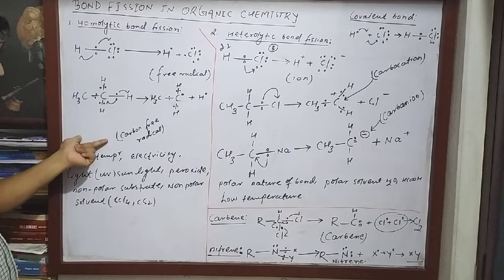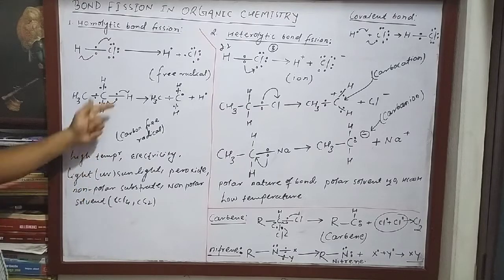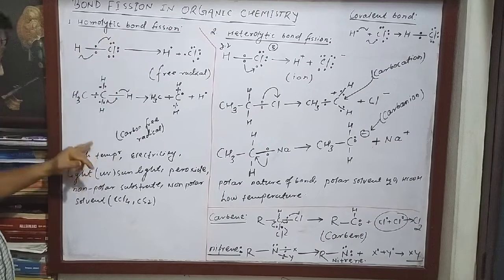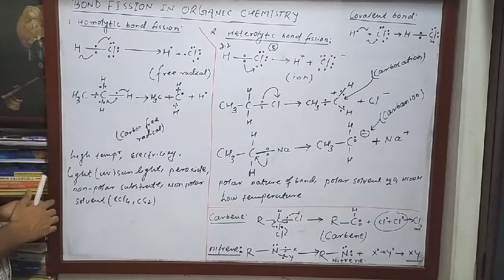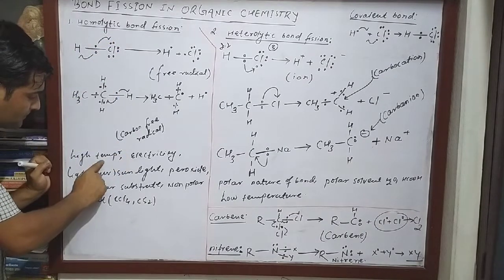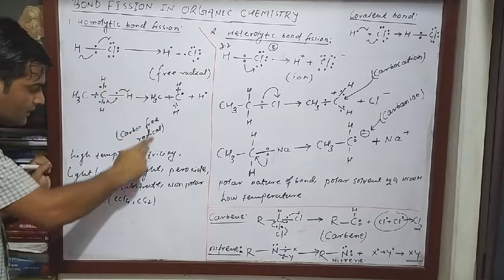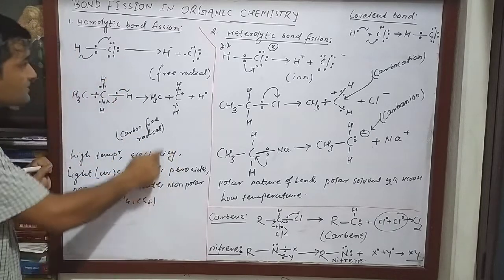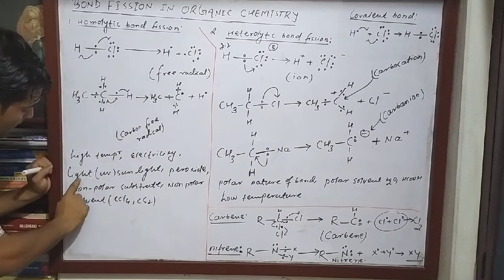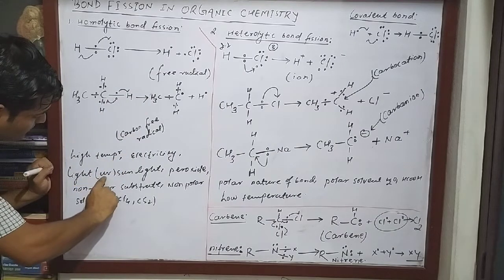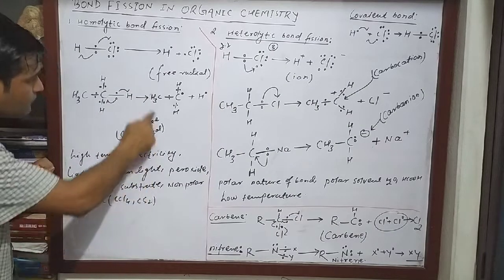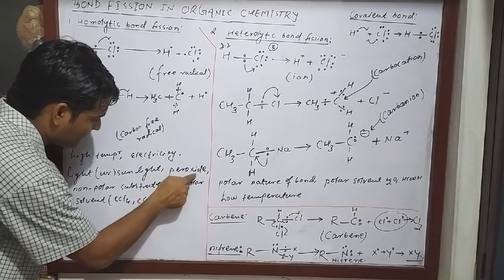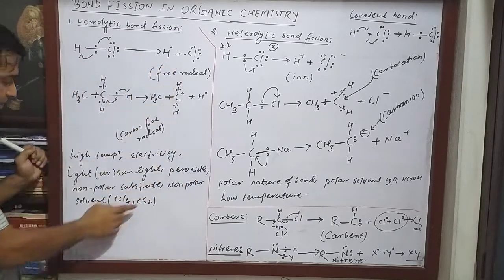Now come to the conditions. Homolytic bond fission takes place when we carry out a reaction at high temperature. When we use electricity as a catalyst in a chemical reaction, there is homolytic bond fission. When we use light, UV or sunlight, there is homolytic bond fission, or in the presence of peroxide, organic peroxide, there is homolytic bond fission.